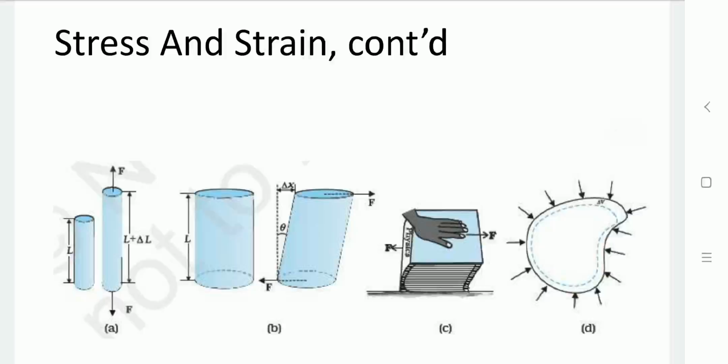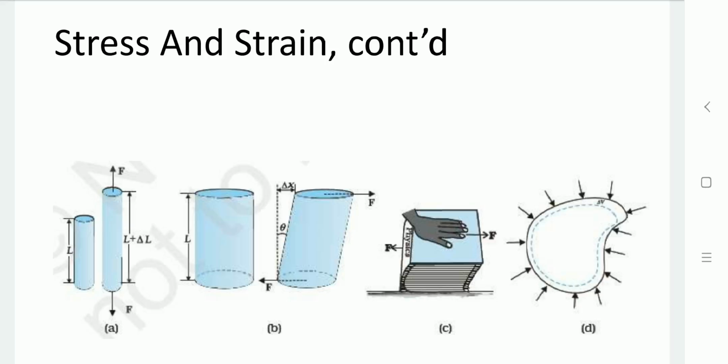Let us go through the first diagram. Here one cylinder is given. If we stretch that cylinder at both ends by equal forces normal to the cross-section area, the restoring force per unit area is known as tensile stress. Now, if we apply the force in the opposite direction and the cylinder compresses under the applied force, then the restoring force developed in the cylinder per unit area is known as compressive stress.